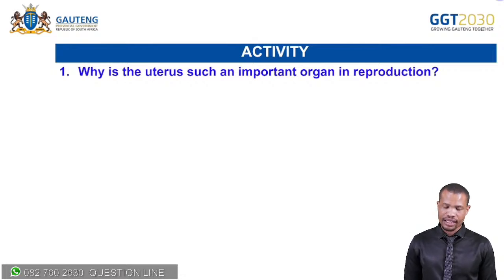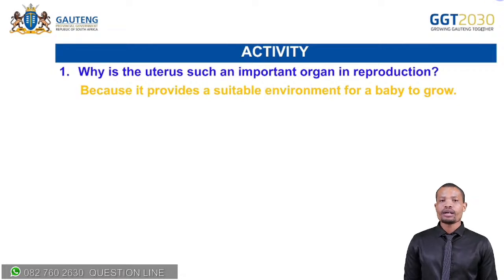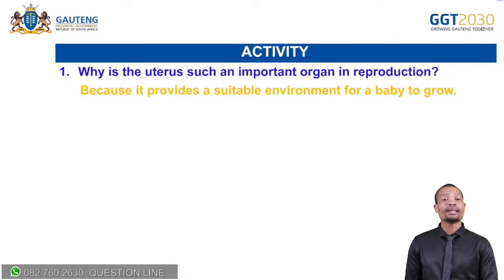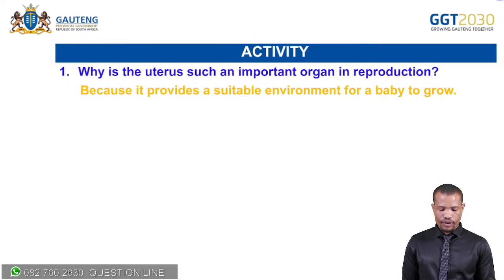Yes, that is correct. It is important because it provides a suitable environment for a baby to grow. Okay? Remember we said that's where a baby grows for a period of 9 months during pregnancy. That's where implantation takes place, where a fertilized egg sinks into the walls of the uterus, where it can grow and mature for a period of 9 months. Okay. So I hope you were able to get that one correct.